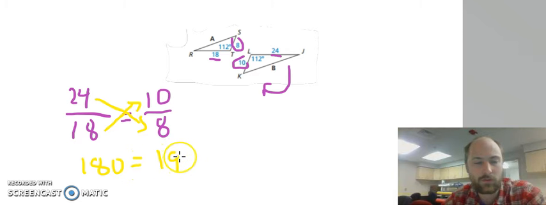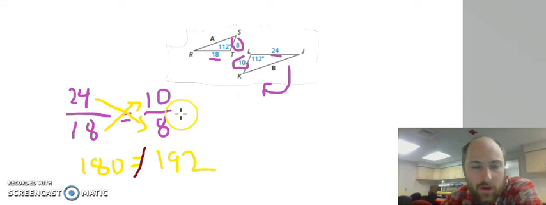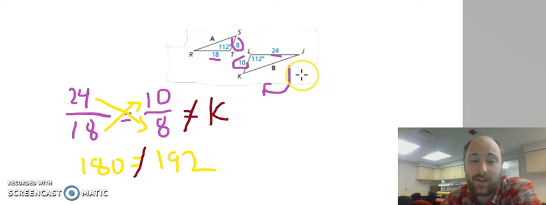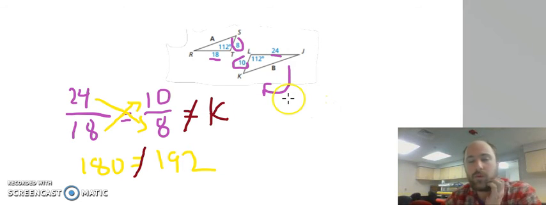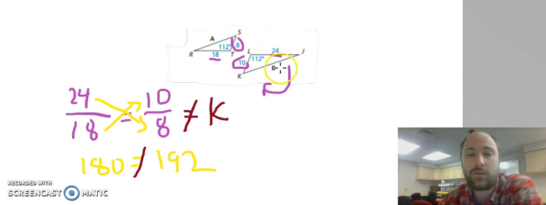192. Uh-oh. Those are not the same number. These proportions are not equal. Therefore, there is no k. These are not equal to some dilation factor, and thus these two triangles are not similar. So we got to be really careful. We can't just assume that we're always given similar triangles. Sometimes we want to test out if our triangles are in fact similar.